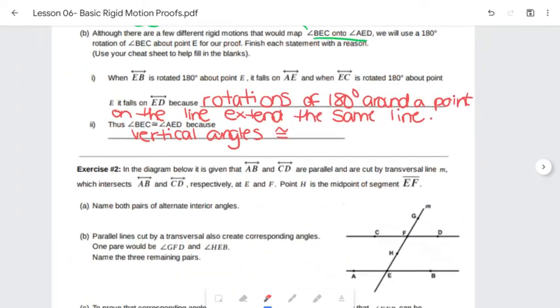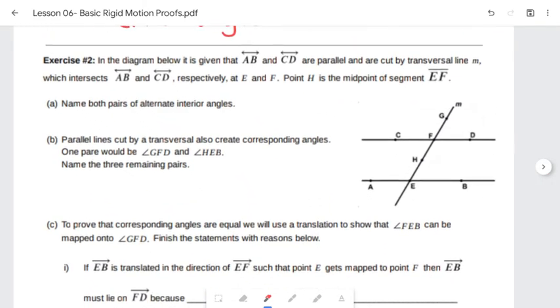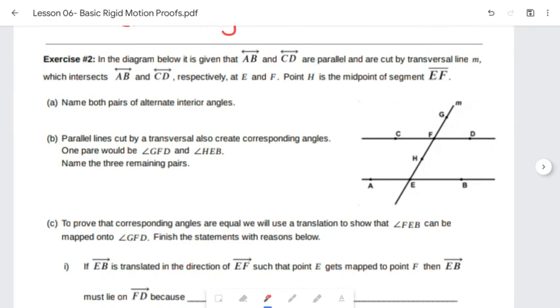Okay, now let's go look at another reasoning with rigid motions here. In exercise 2, we have in the diagram below, it is given that line AB and line CD are parallel and cut by this transversal line M, which intersects AB and CD respectively at E and F. Now remember, order matters. AB came first, so that intersection is at E on that line. CD comes second, and as well as F, and that's the point that gets intersected there.